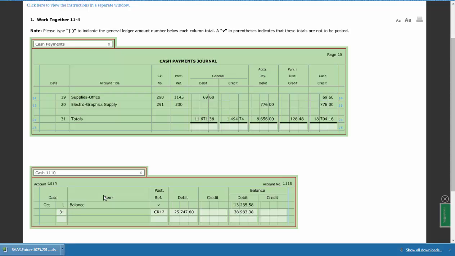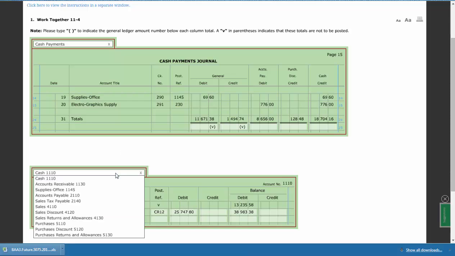Now the cash payments journal, notice that the cash payments journal does have some numbers here in general debit and credit. So, do we post this $11,671.38 anywhere? Because we don't have an account called general. So I'm going to put right here that check mark I talked about before. Because we don't want it to look like we skipped it, so we just put a check mark to say, hey, I got this, I know where it goes. And then I only have 3 more numbers to post.